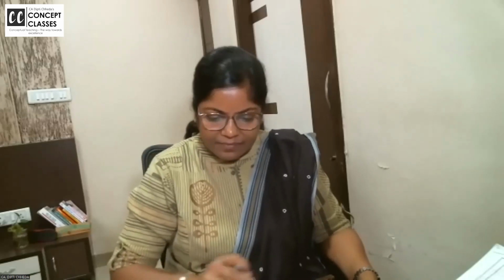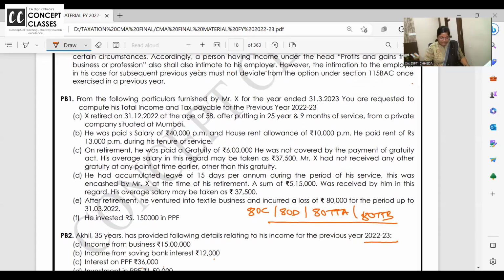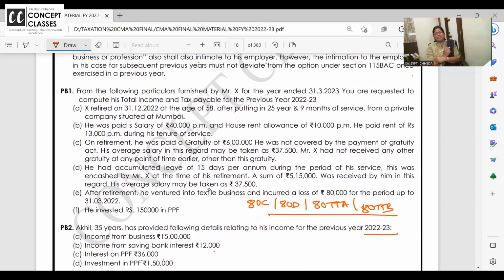Let us take up one more problem. Ek aur karte hain, first wala. That is related to salary. Now, salary so much in detail, they will not ask inter level. Ki leave salary ke 4 bits calculate karo, you know, government limit and actual leave salary. So I'm going to start directly from the gross salary, just reading the problem for all of you.